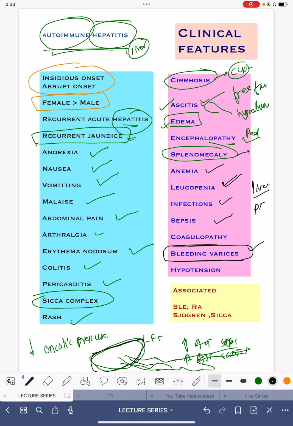So this autoimmune hepatitis patient may directly present with bleeding varices as well, because that can be one of the presenting features. So if this patient presents with infection, sepsis, or bleeding, then the patient may directly present to the hospital with hypotension. And the other features which the patient may have are SLE-like features, like malar rash, proteinuria, hematuria, and renal failure.